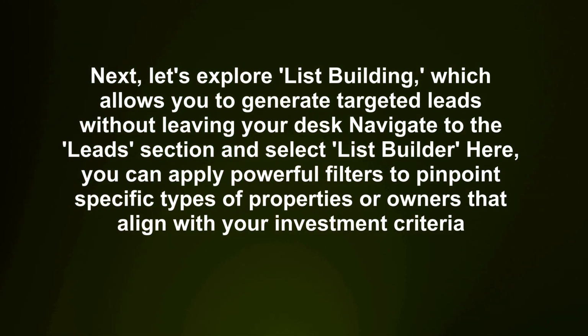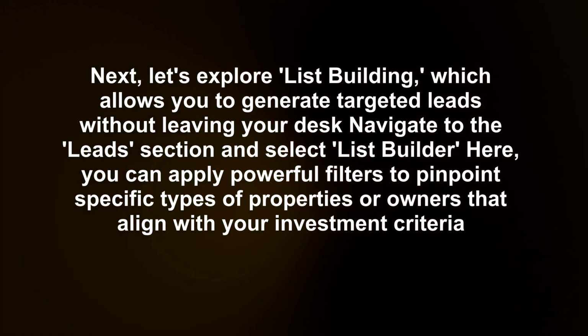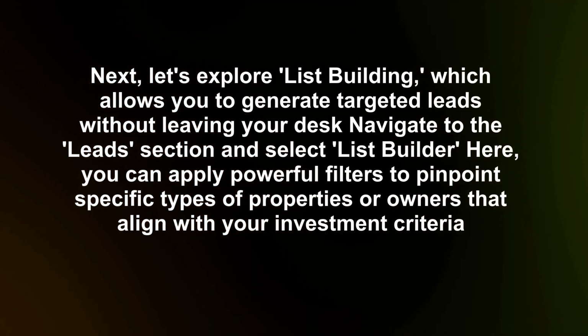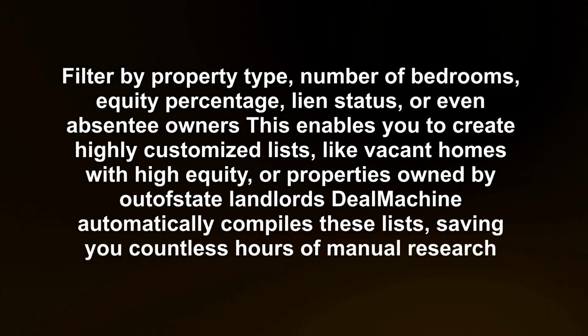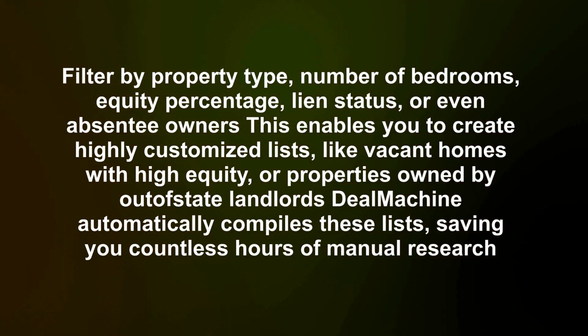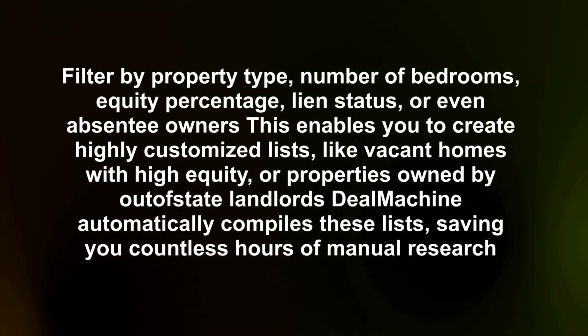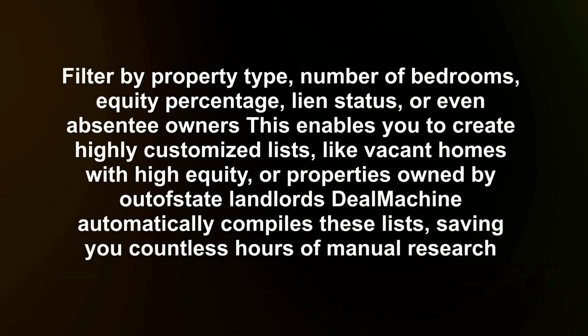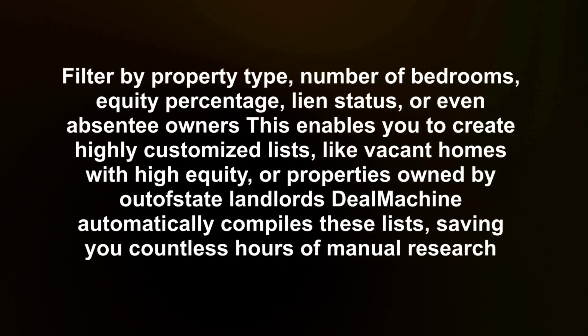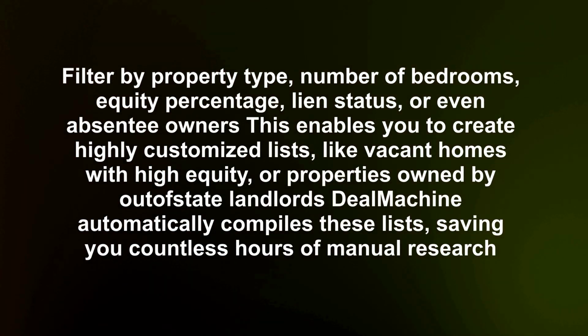Here, you can apply powerful filters to pinpoint specific types of properties or owners that align with your investment criteria. Filter by property type, number of bedrooms, equity percentage, lien status, or even absentee owners. This enables you to create highly customized lists, like vacant homes with high equity, or properties owned by out-of-state landlords. DealMachine automatically compiles these lists, saving you countless hours of manual research.